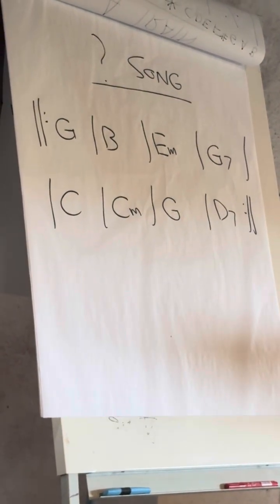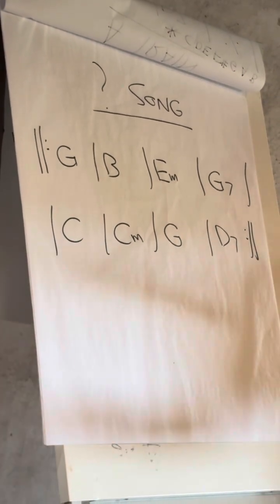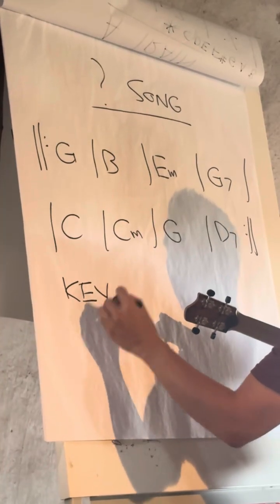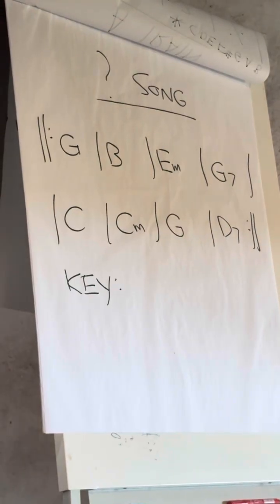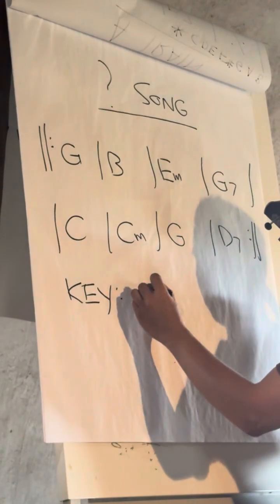Okay. Now just by looking at it, trying to find clues. Let's do step 1. Okay. What's the key? G. G major. Good. Okay. Good. G major.